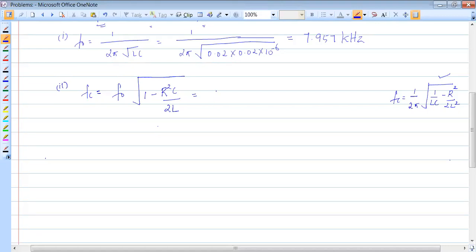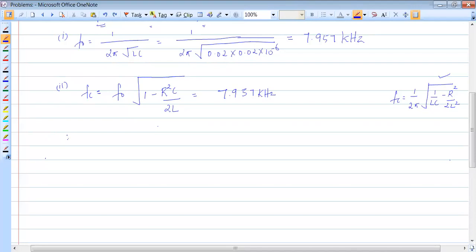The answer is going to be, you just calculate this yourselves after substitution, and you should be getting your answer to be 7.937. Yes, Sudeep, you can talk if you have anything to say. You can unmute and talk, Sudeep.